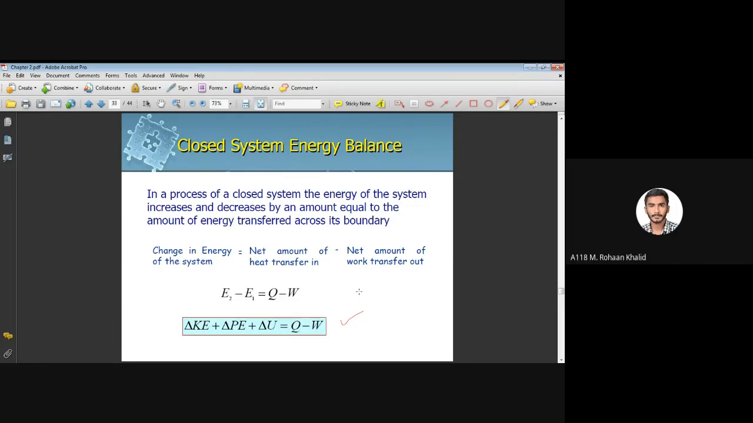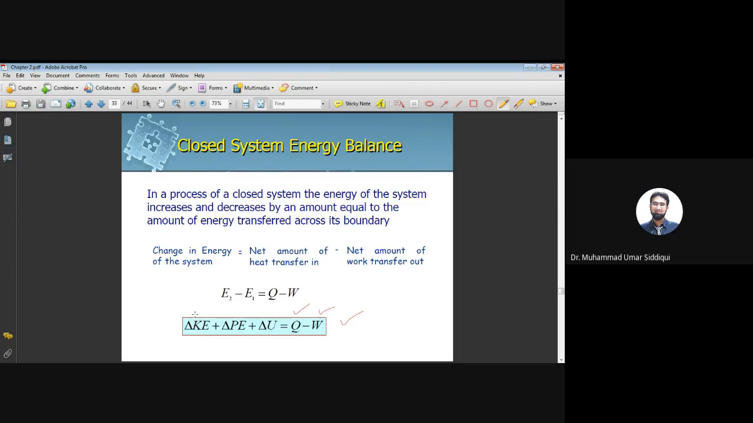Sir, delta U is the total internal energy? Delta U is the change in the internal energy. We are saying that whatever is happening at the boundaries of the system is responsible for whatever change occurs within the system. At the boundary, heat is going in and out, or work is going in and out. Work is being done on the system or by the system.